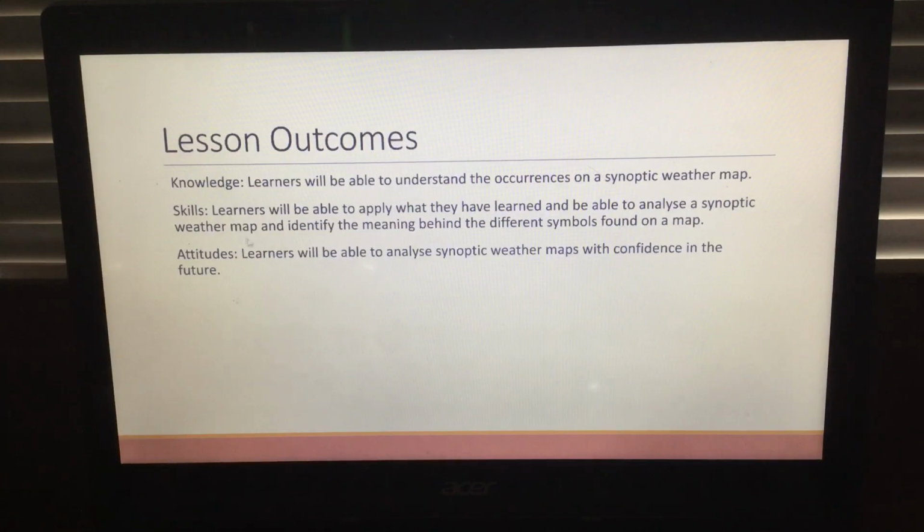By the end of this lesson, you guys are going to need to understand what the different symbols you can find on a synoptic weather chart mean, and then you need to remember that. You need to remember that because you are going to be given synoptic weather charts in your exams, and you're going to need to be able to analyze what is going on in that synoptic weather chart. You're going to need to apply what you've learned today, and we're going to be covering this in future lessons as well. So you need to remember what we're teaching you today.